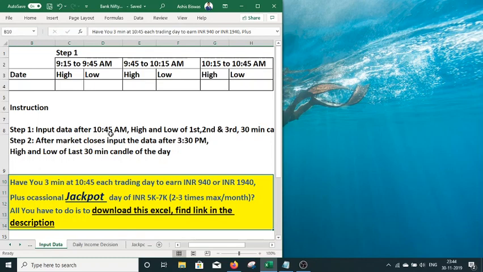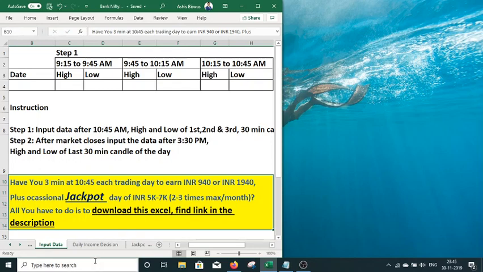See, in this Excel sheet, every day at 10:45, you have to put three data sets: high low between 9:15 to 9:45, 9:45 to 10:15, and 10:15 to 10:45. Basically you have to put the high low of the first three 30-minute candlesticks.